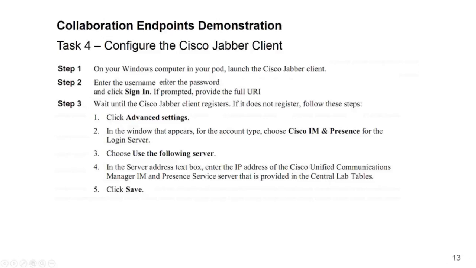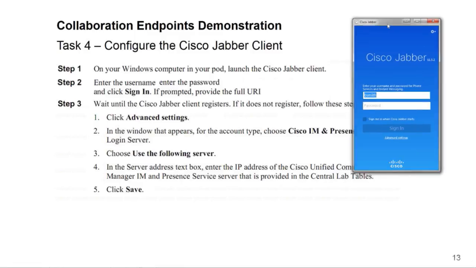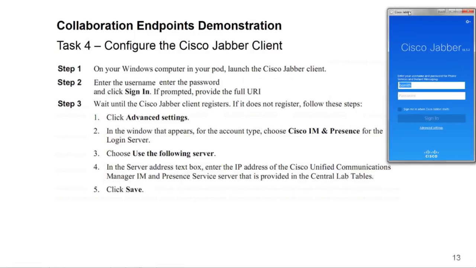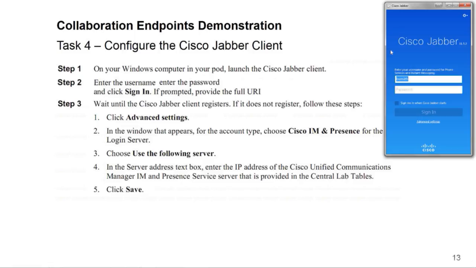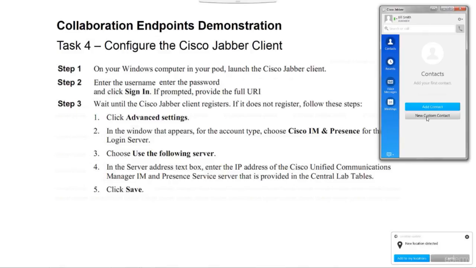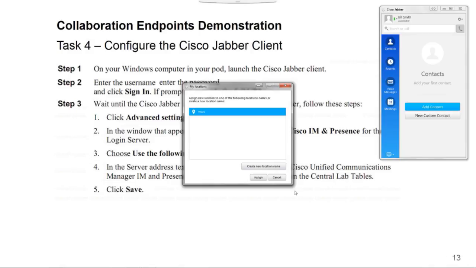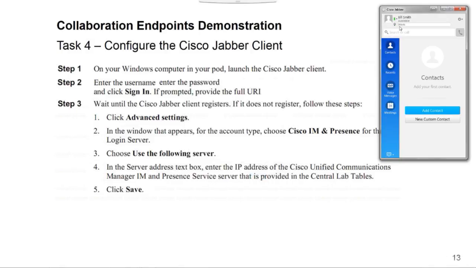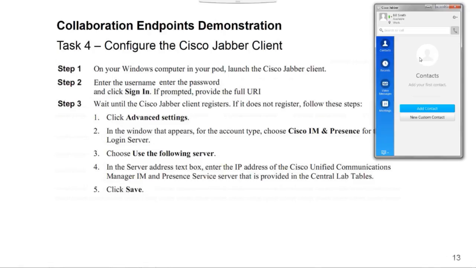So our next task is to configure the actual Jabber client. Now, on our Windows computer, we can launch the Jabber client. In this case, we're using a Windows computer. It's not that Jabber is not available for Mac or some other device, but in this case, we are using it as a Windows client. We're going to go ahead and enter the sign-in credentials. We already know that this integration is completed with Unified Communications Manager because we verified all those settings. We'll go ahead and add our new location here, assign that, so I'm at work. And this is my Jabber screen.